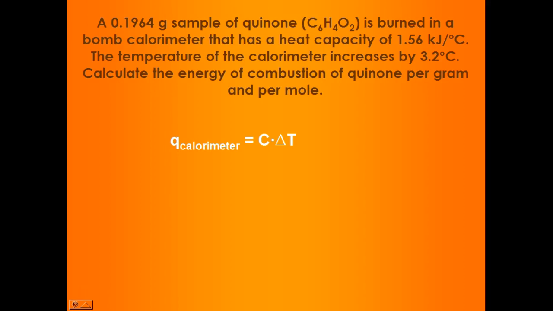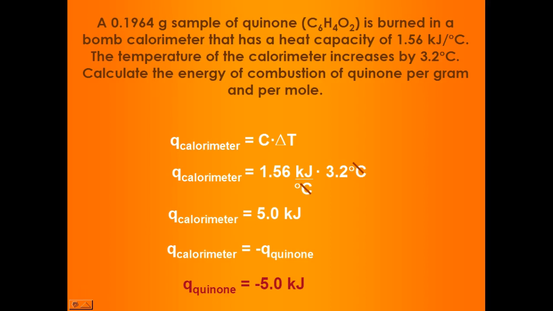So the calorimeter in a bomb calorimeter situation, the energy associated with it is always equal to the heat capacity times the temperature change. And that energy, which is either being absorbed or released, is going to be equal to but opposite in sign of that of the reaction. So if we can calculate the energy change of the calorimeter, we can calculate the energy change of the reaction. We have the heat capacity, the 1.56 kilojoules per Celsius, and we have the temperature change, 3.2 degrees Celsius. They cancel out, multiply, and we get that the calorimeter absorbed 5 kilojoules of energy, which means the reaction released 5 kilojoules of energy.